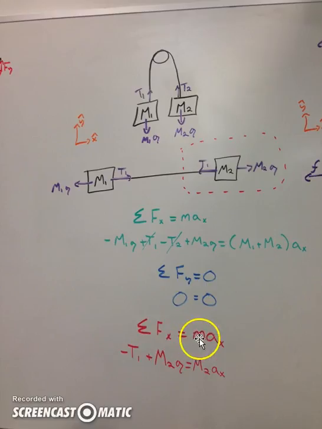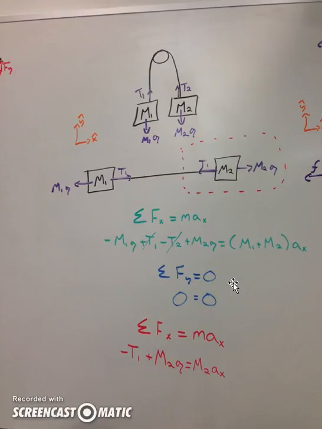So the sum of the forces in the X equals MA. We have negative tension plus M2G equals all the masses in that little system, which is just M2 times AX. And here we can solve for tension. It would be a classic example. Another classic example up here would be solving for A. What's acceleration?